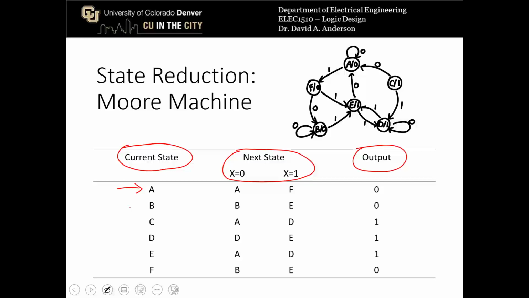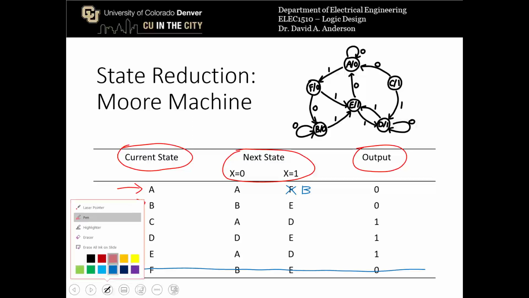Looking at B, we see that B has next states B and E and output 0. If we go through the remaining rows, we'll see that state F also has next states B and E and also has output 0, meaning F is a redundant state of B. What we can do then is simply erase state F from the state table, get rid of it altogether, and replace any incidence of F with B. Okay, so we've already simplified our state table somewhat.